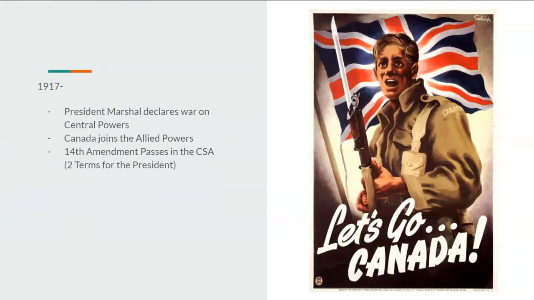1917, President Marshall declares war on the Cinch, unlike the rest of the Central Powers, which, after that, Canada, allied with Britain, would join the Allied powers to fight with them. And the 14th Amendment is passed in the Confederacy, which increases the limit to 2 terms for the president.